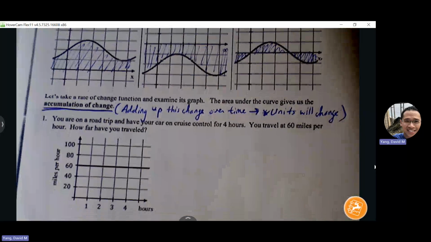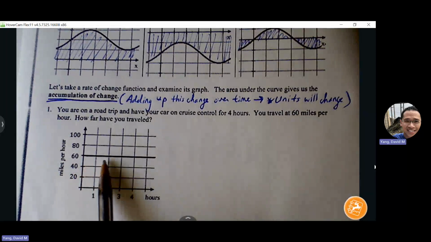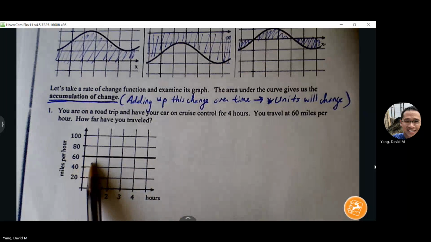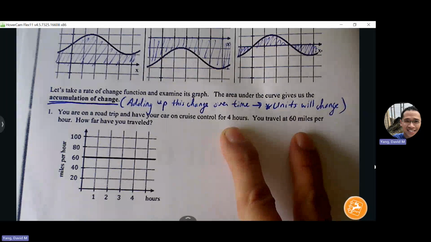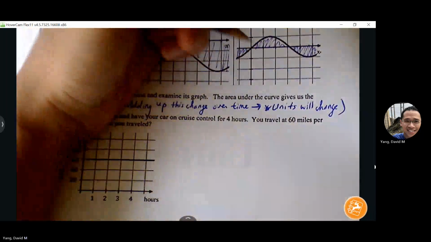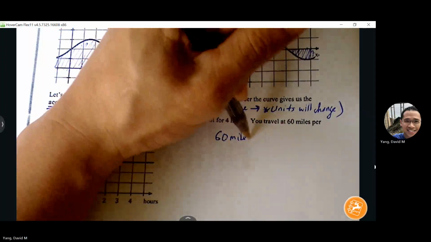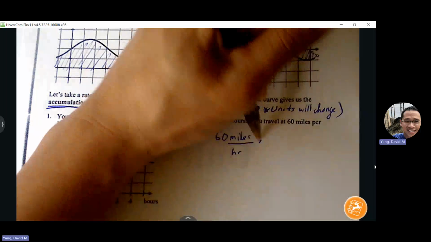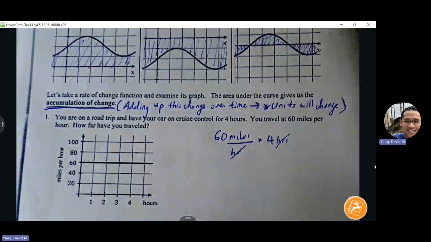So let's say you're on a road trip and you have your car on cruise control for 4 hours. You travel at exactly 60 miles per hour for the entirety of the trip. So how far have you traveled? Yep. And notice that you just changed your units, right? You travel 60 miles per hour, but if you travel for 4 hours, then 60 miles per hour multiplied by 4 hours. And that's exactly what happens. Your units end up canceling out, and you're just left with miles.